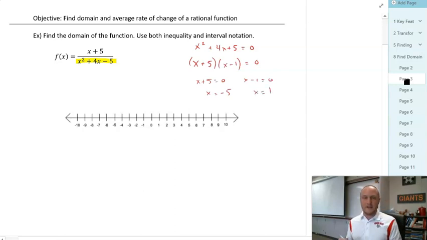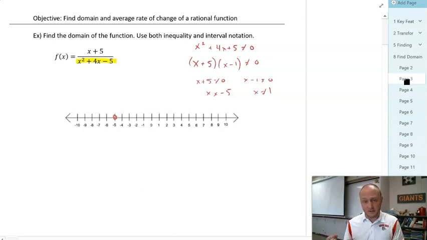Okay, and again, the whole idea here, I just set it equal to 0 and I solved, but really it can't be equal to 0. We don't want that to be equal to 0. This gives us our domain restrictions. So I have a restriction at -5, okay, and this happens to be a hole.